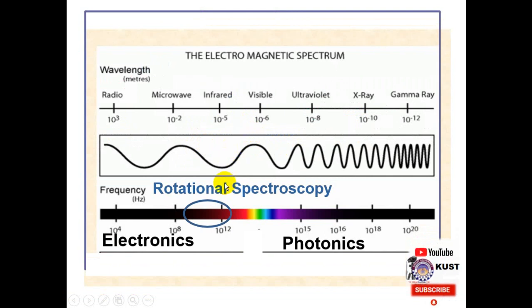Now, the rotational region, the microwave region of electromagnetic radiation, ranges from 3 × 10^8 to 3 × 10^12 hertz, and it has a longer wavelength as compared to the X-ray, ultraviolet and infrared regions.